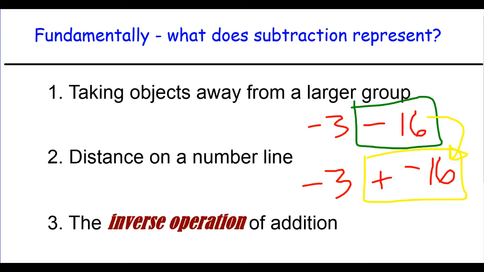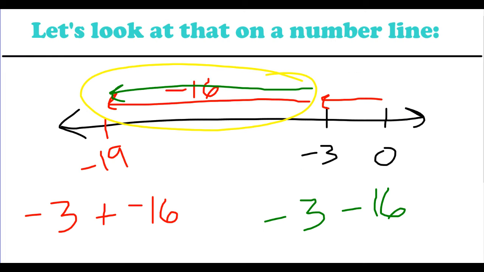So it seemed so far like when we are subtracting, we are actually doing the same thing as adding the opposite numbers. 16 and negative 16 are opposites. 5 and negative 5 are opposites. So if we're taking 16 away, it's the same thing as adding a negative 16. It's the same motion on a number line that we saw. The green one being subtracting a 16, and the red one being adding a negative 16.